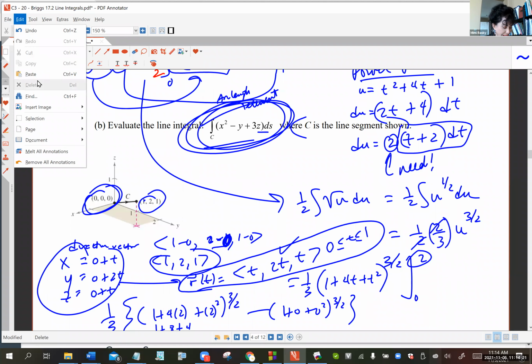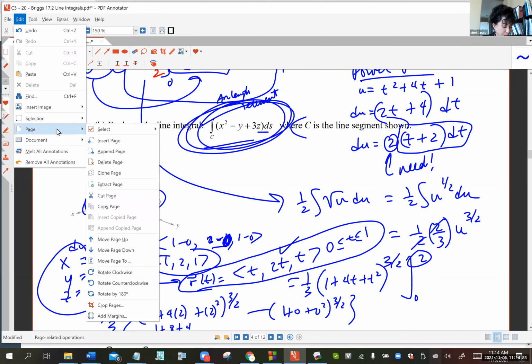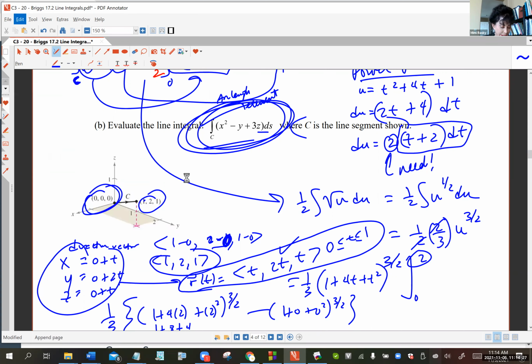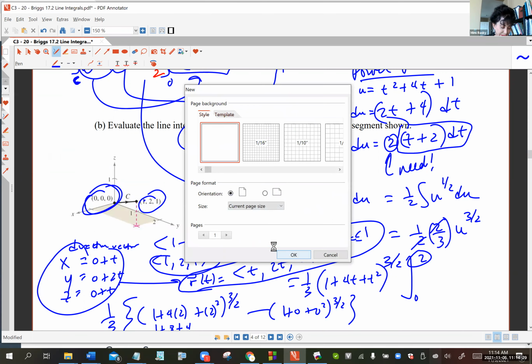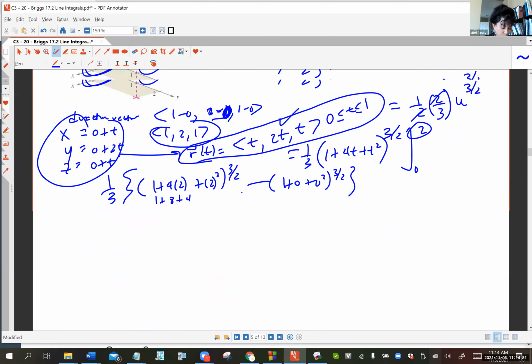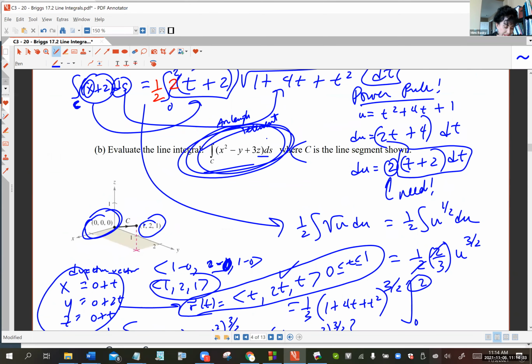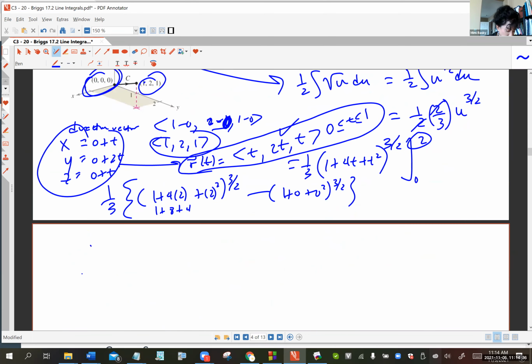Okay, so what do we have to do? We're going to essentially find the mass of this wire. The wire is a straight line. And they gave us a density function in the integrand. It's x squared minus y plus 3z. So that line integral, I'm just going to copy it down here, becomes the integral, time going from 0 to 1.